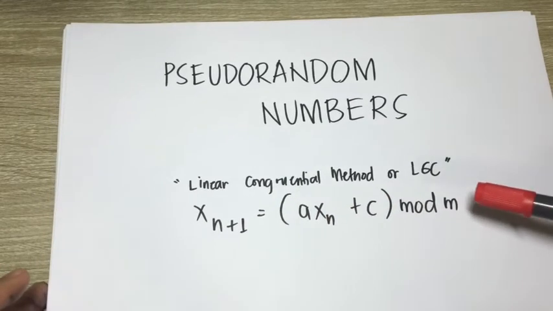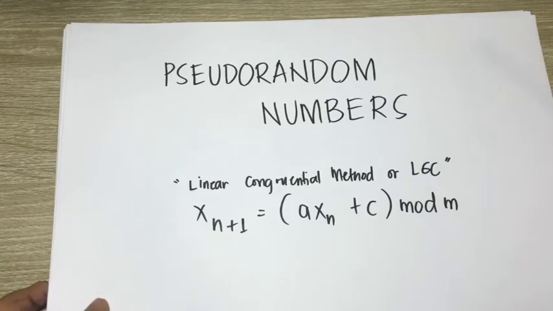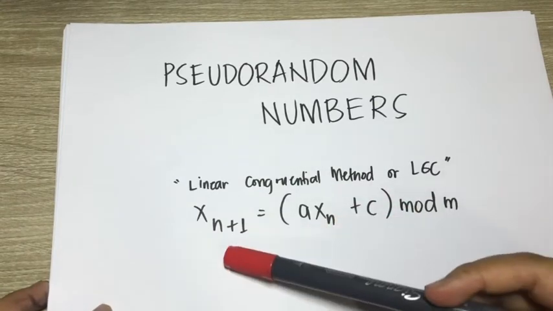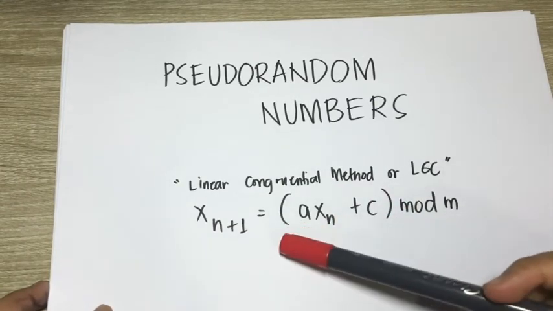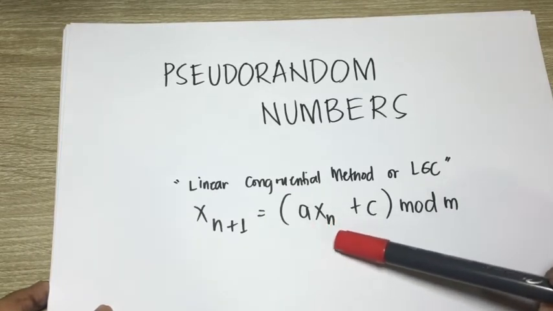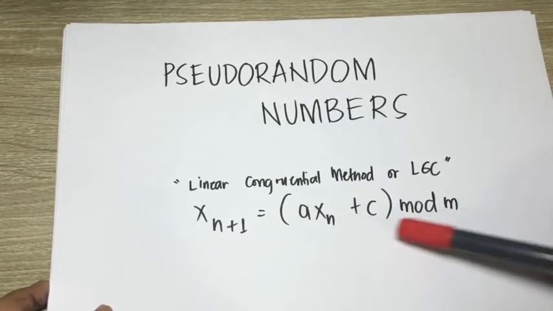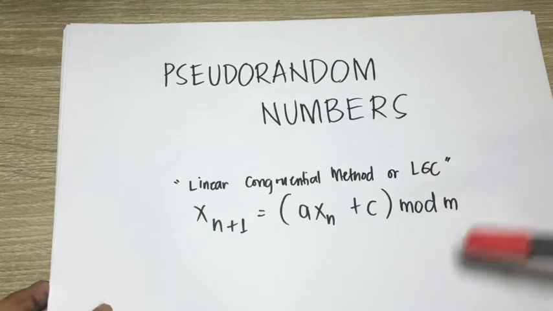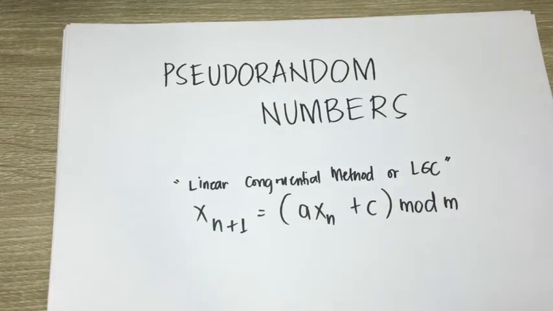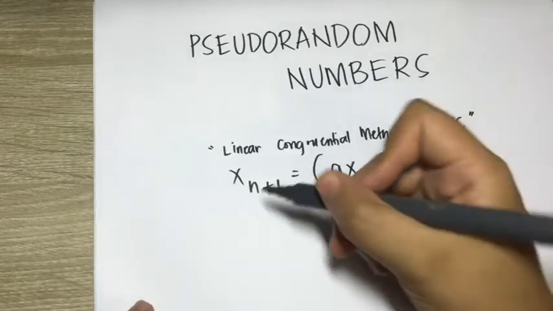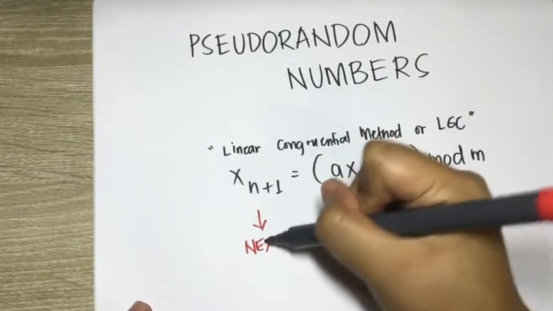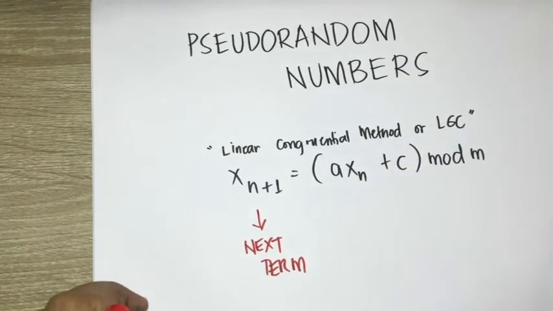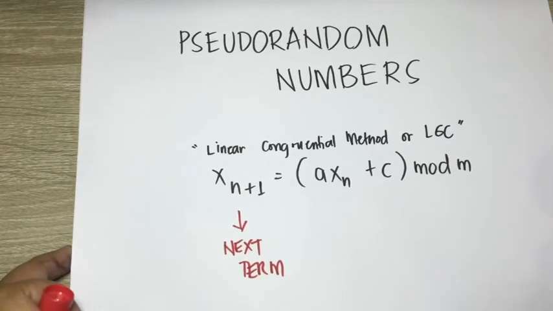So let's try to describe what the linear congruential method, or LCG, does. This is the expression for the LCG, wherein x of n plus 1 is equivalent to a multiplied by x of n, or the product of a and x of n, plus c, modulo m. Let's try to give meaning to these variables. When we say x sub n plus 1, this represents the next term in the given pseudorandom sequence.